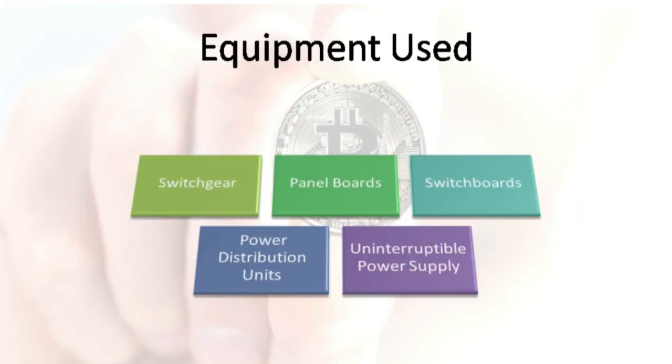In a mining farm facility, there are different types of equipment deployed to supply power to the rigs in both a redundant and complex manner. Here's the list of common types that you need to know in front of you: the switchgear, the panel boards, the switchboards, the power distribution units, and the uninterruptible power supply.